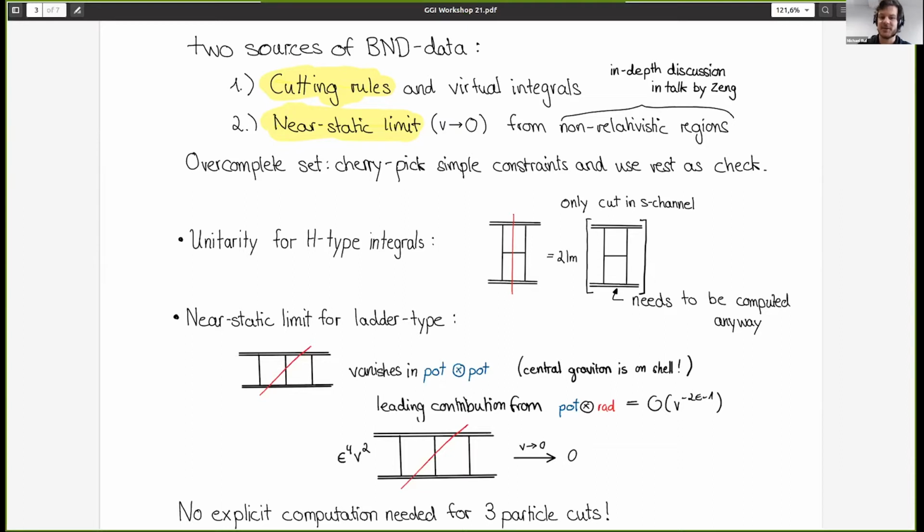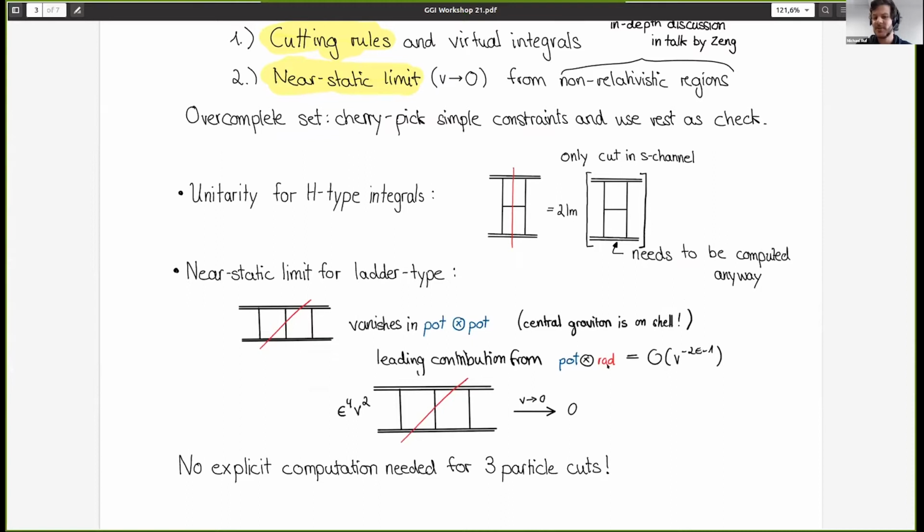And you will find that the potential region, the region where all the gravitons are in the potential region, is a dominating region. But the three-particle cut doesn't have any support on this because the central graviton has to be on shell. So this means the next to leading contribution actually comes from the potential times radiation. So the central graviton is radiation, and the two gravitons on the side are in the potential region. And then you can do a very simple power counting argument to see that this scales basically as velocity to the -1. And once you combine it with the prefactor for the pure integral, you'll see that the pure integral actually vanishes in the static limit.